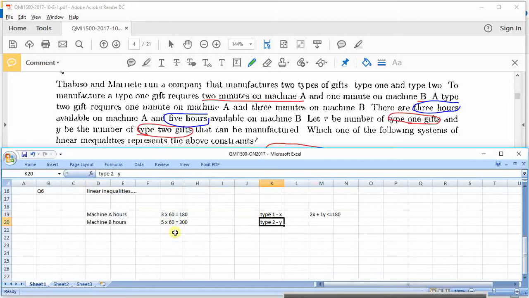Then the second bit. Machine hours for B in total is 5 hours, so 300. Now we've got two types, X and Y. How much does type 1 need on machine B? 1 minute, so 1x. Plus, how much does type 2 need? 3 minutes on B, 3y. Less than or equal to 300. There's the formula, so now we just choose the right option.